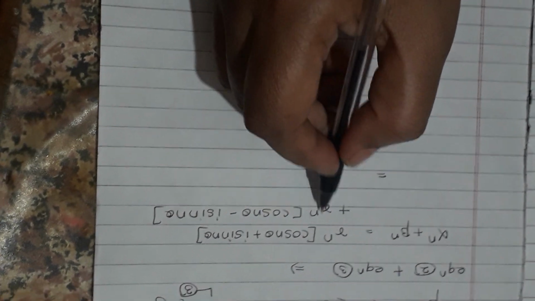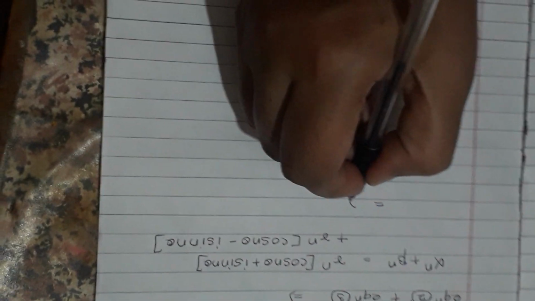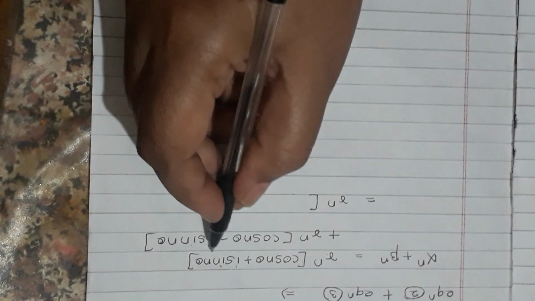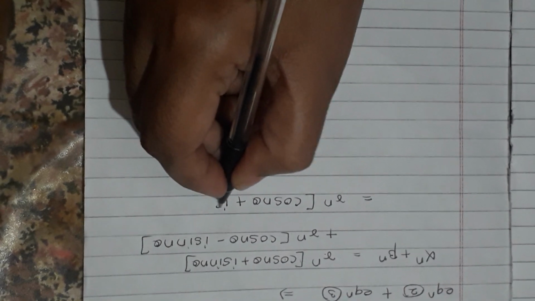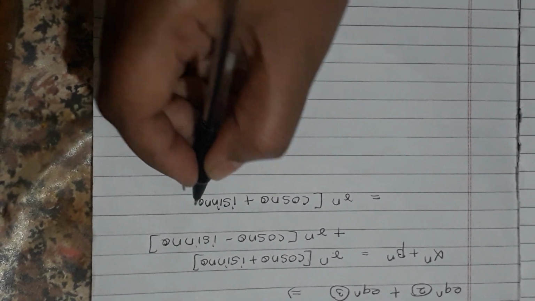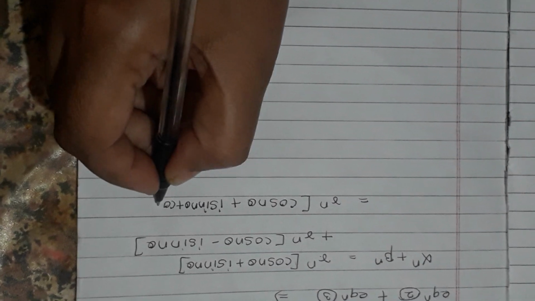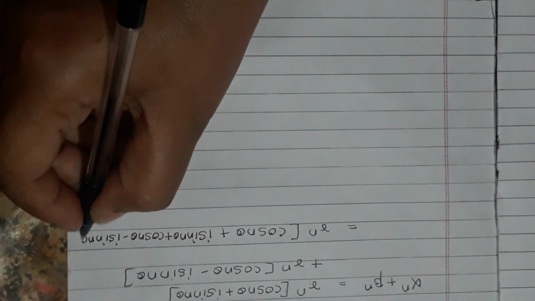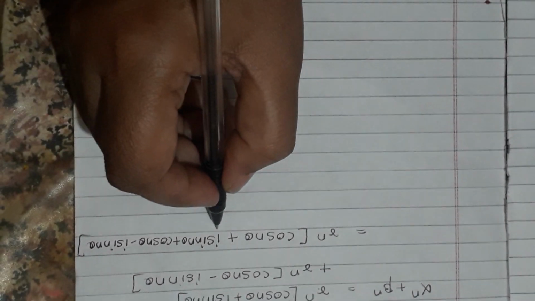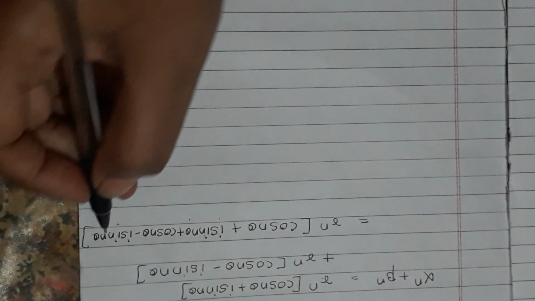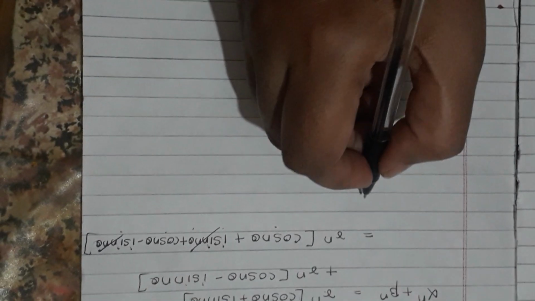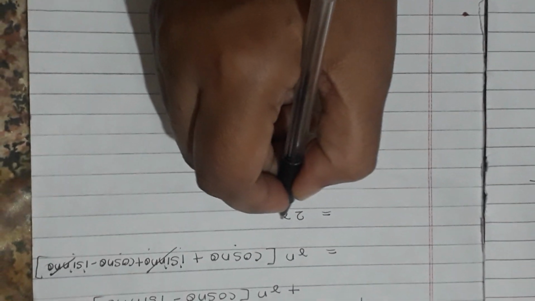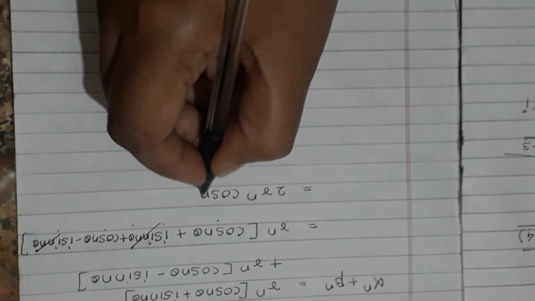If you see that r raised to n is common to both the terms, so we take r raised to the power n common and we can add the remaining terms of the bracket, so we get cos n theta plus i sin n theta, then plus cos n theta minus i sin n theta. Now as there is a plus i sin n theta and a minus i sin n theta, both terms get cancelled and cos n theta gets added, so it can be written as 2 into r raised to the power n into cos n theta.